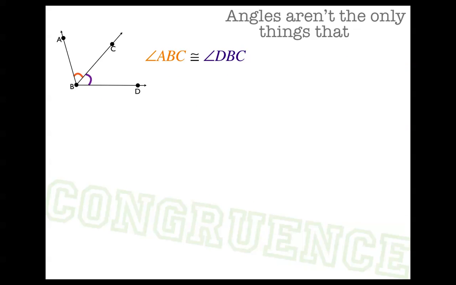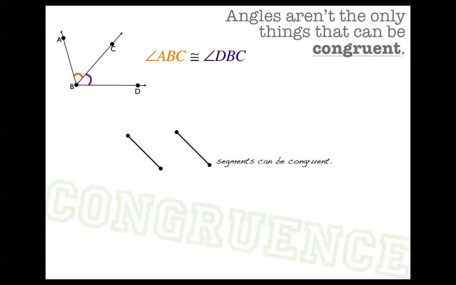But angles aren't the only things that can be congruent in geometry. Lots of figures and shapes can be congruent. In fact, you can have two segments that are congruent. Actually, you could have more than two segments that are congruent. You could have a bunch of segments all congruent to each other.